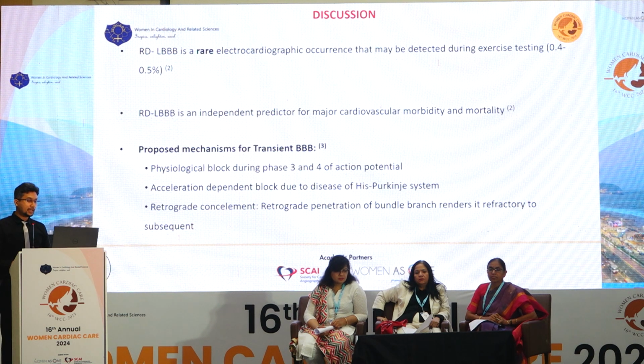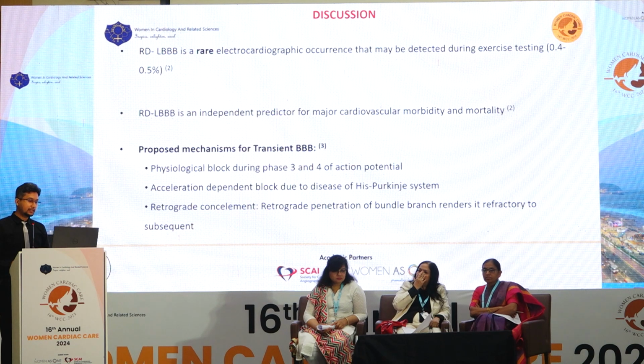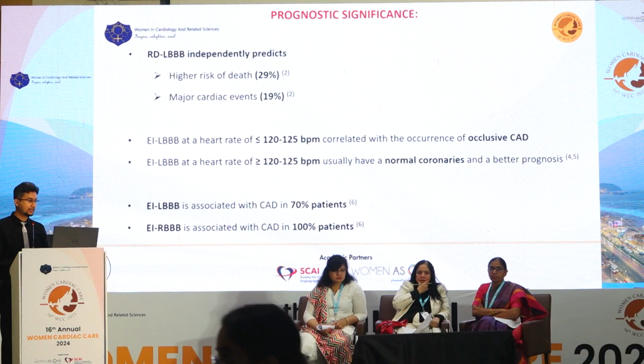There are a few proposed mechanisms for the transient bundle branch block, such as physiological block during phase 3 and 4 of the action potential, acceleration-dependent block due to disease of the His-Purkinje system, or because of a concept called retrograde concealment, where retrograde penetration of the bundle branch renders it refractory to subsequent stimulation.